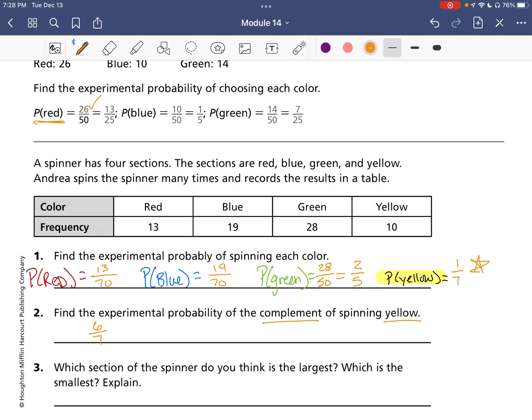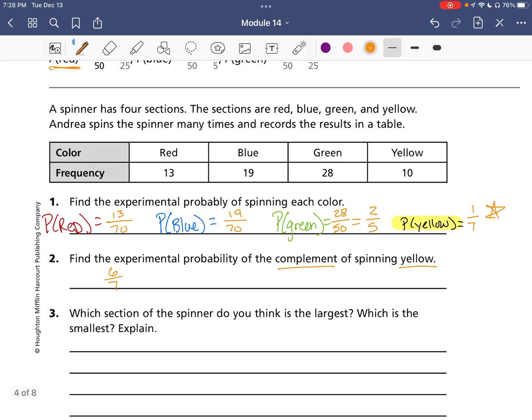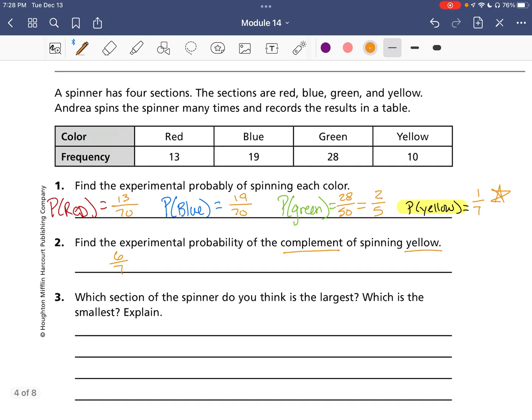Now, which section of the spinner do you think is the largest, and which one is the smallest? And then explain why. So based off of our data here, which one do you think is the largest, and which one is the smallest, and why? All right, pause the video if you need to.